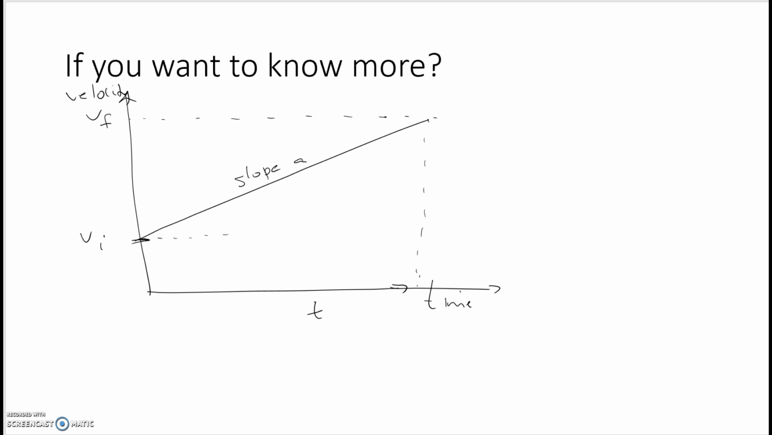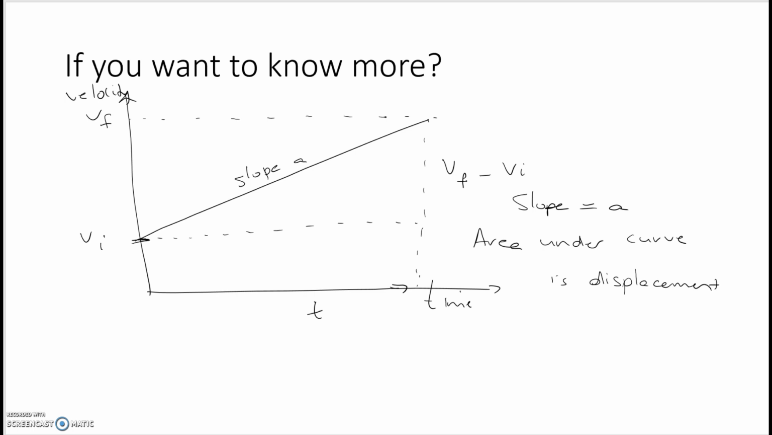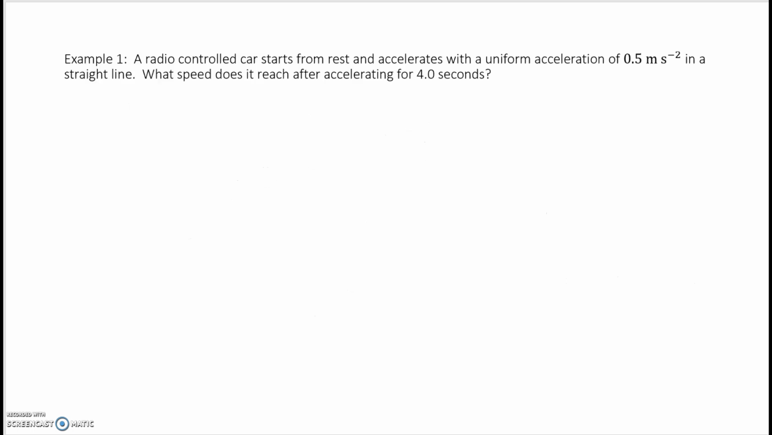And if we were to work out the area, this bit here is the final minus the initial, and the slope is a, and the area under the curve, or under the line, is the displacement. So you can work out those 5 formulas just from this diagram. We won't, but you can.